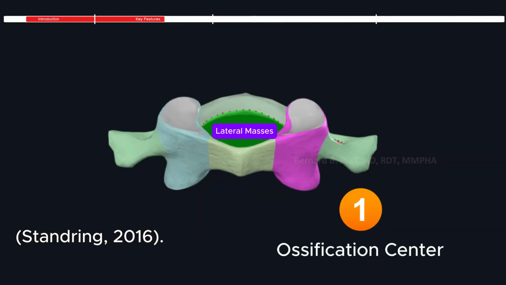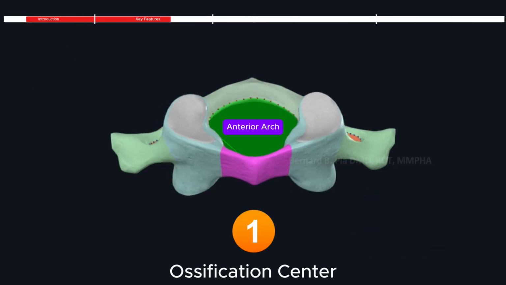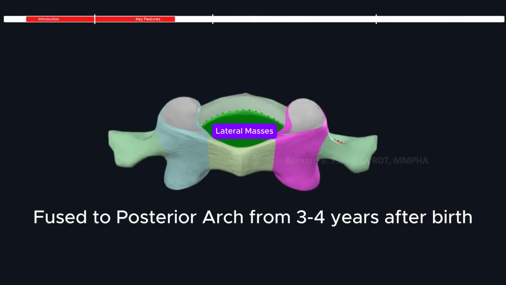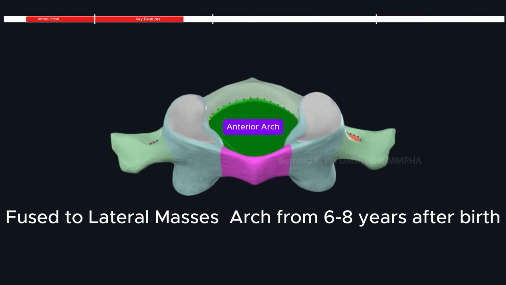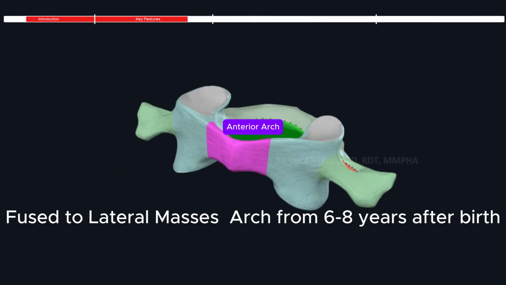Ossification. Ossification of the atlas occurs at 3 ossification centers. These are found in the right and left lateral masses, with 1 center found in each, which appear in utero during the 2nd month. Anterior arch, which appears during the 1st year after birth. The ossification centers for the right and left lateral masses fuse with each other to form the posterior arch during the 3rd to 4th years. The anterior arch fuses with the lateral masses during the 6th to 8th years.